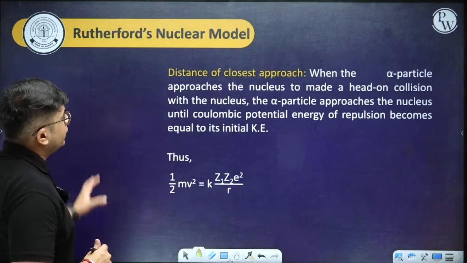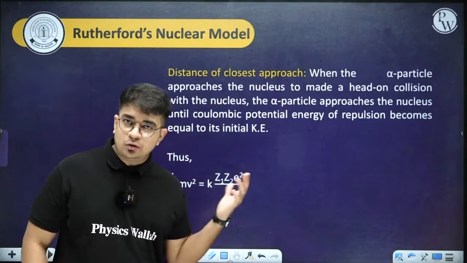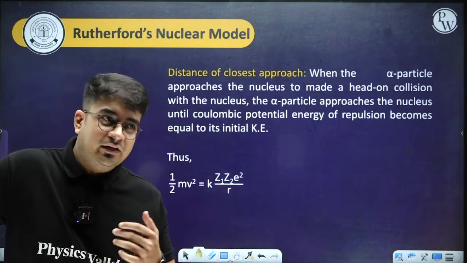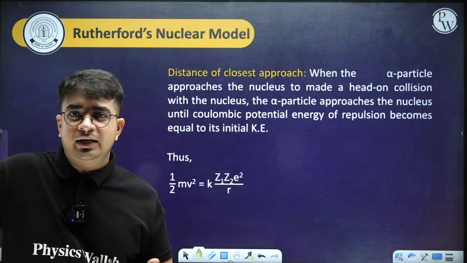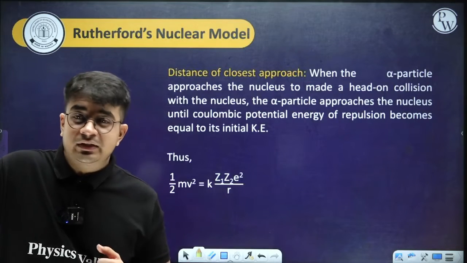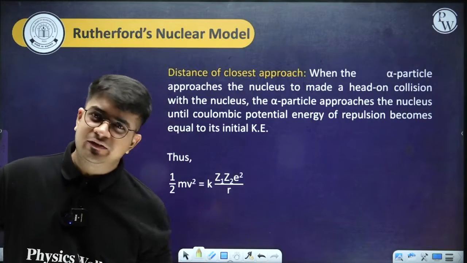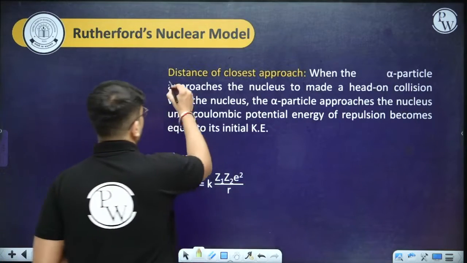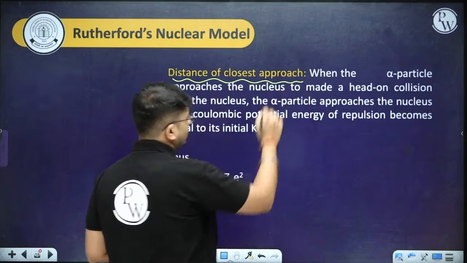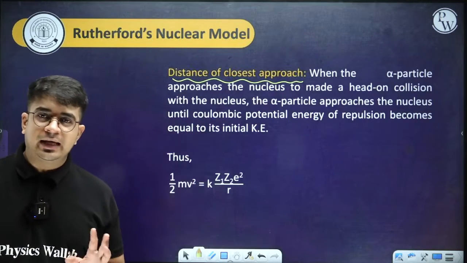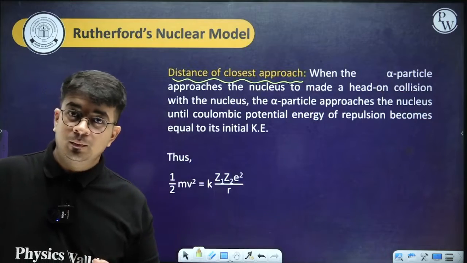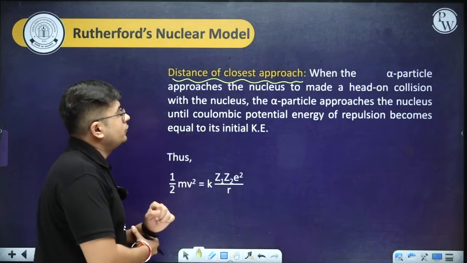Now the next part. Although you may not find it very frequently, there were certain questions in JEE, JEE Advanced and some other examinations. I am including everything. It may be asked about the distance of closest approach. This part is not entirely present in NCERT, but this is something you should know. So what is the meaning of this distance of closest approach?